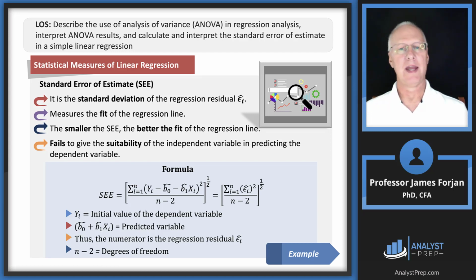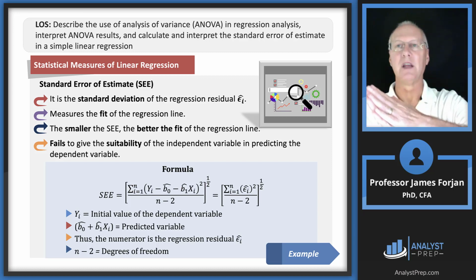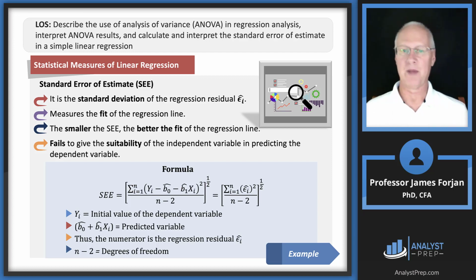All right, let's go ahead and ask ourselves the following question. Back in previous readings, we talked about standard deviation. So clearly there has to be a standard deviation of the regression model. So that's what SEE stands for, the standard error of the estimate. This is the standard deviation of the regression residual, and it measures the fit of the regression line. Remember, it's the best fit line, but it's not going to be a perfect fit, so it measures the fit.